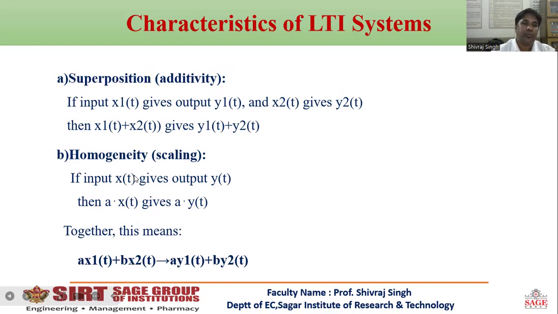After combining the additive and scaling properties, the combined property gives the linearity property. That means, according to the linearity property, the response of the combination equals the addition of the responses of the individual inputs. That means a x1(t) plus b x2(t) gives a y1(t) plus b y2(t).